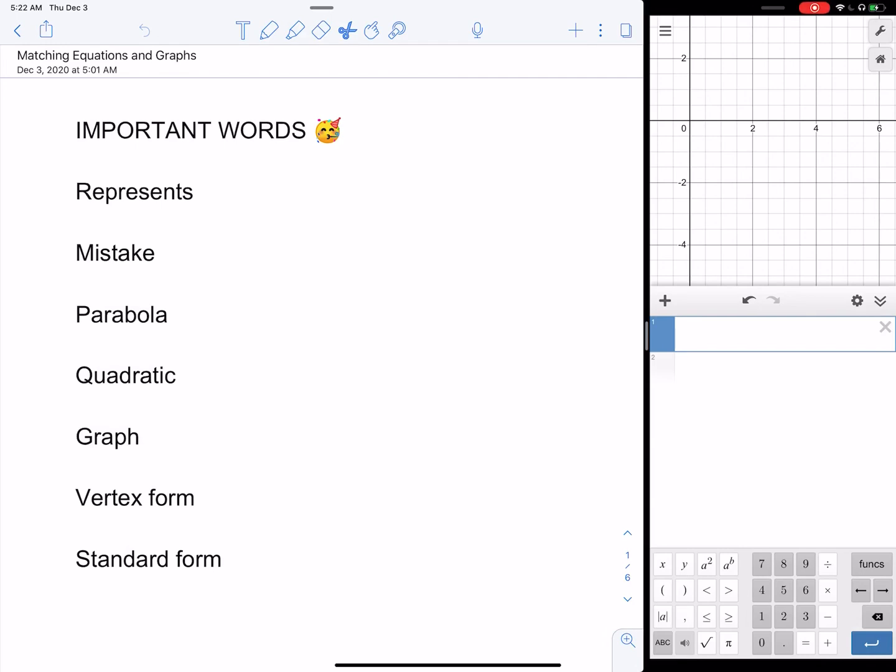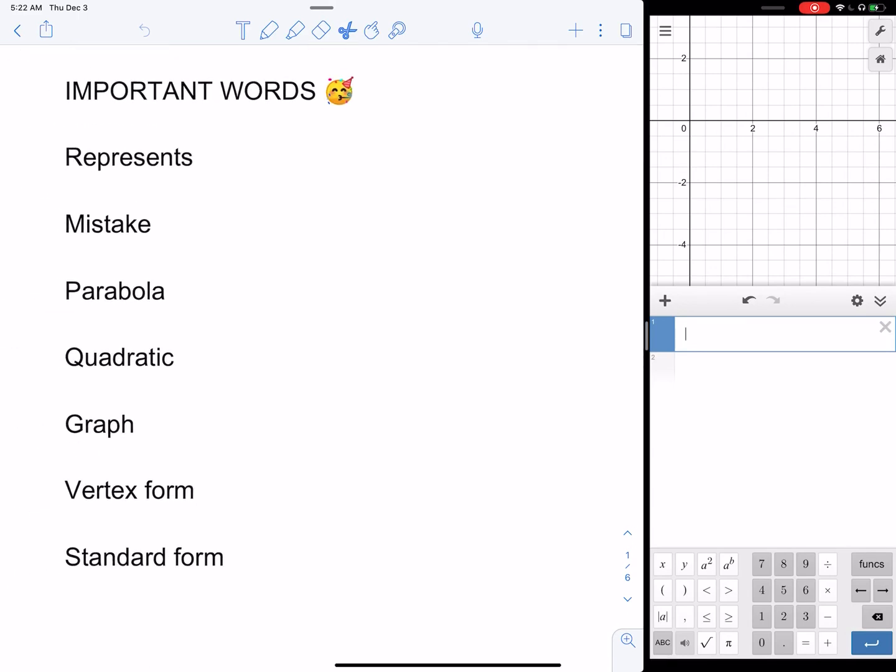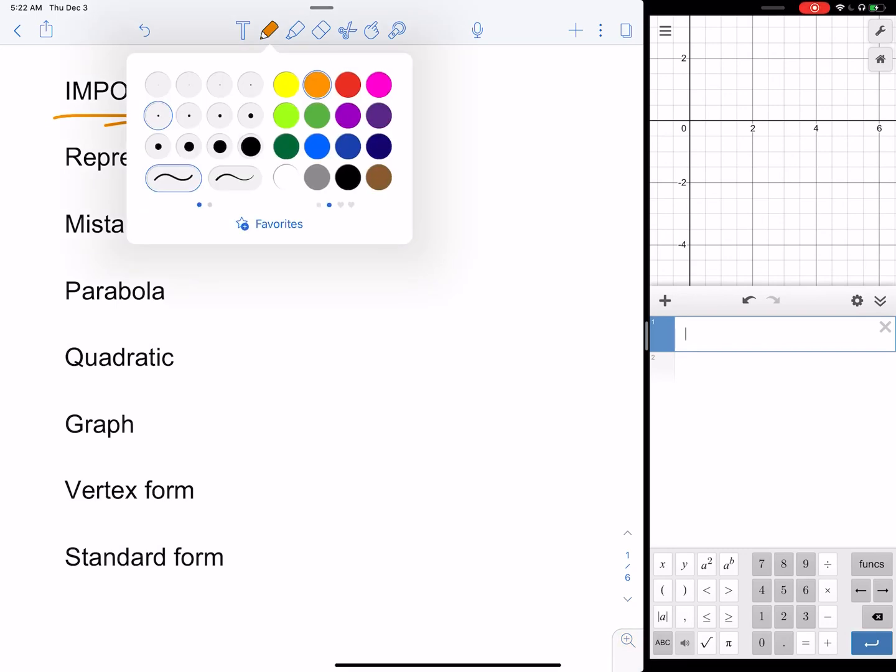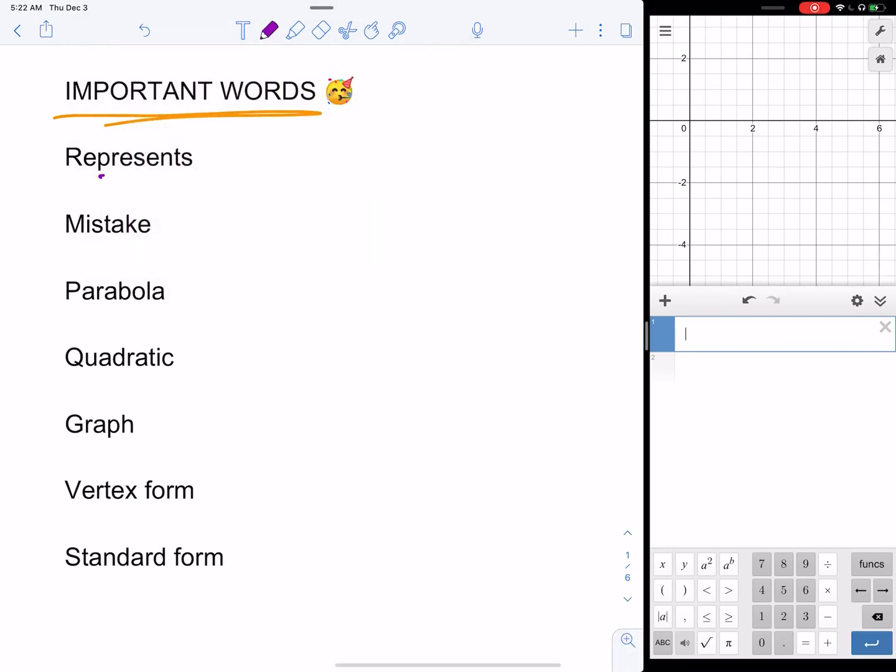Alright, so what we're doing today is matching equations to graphs or graphs to equations, whichever one. So we're going to go over important words, as always, important words first. Let me change the color. Let's go purple today. Represents means looks like. Mistake means it's wrong.